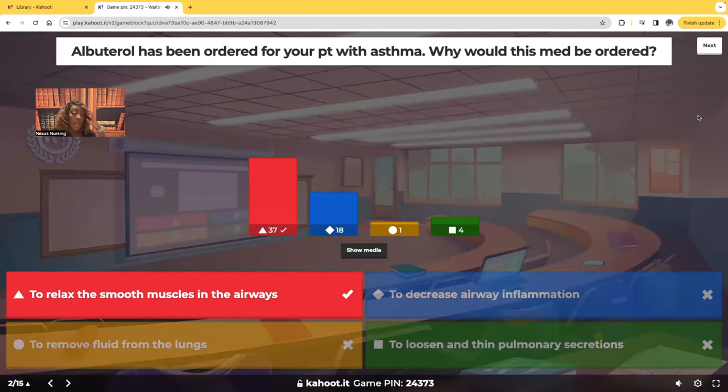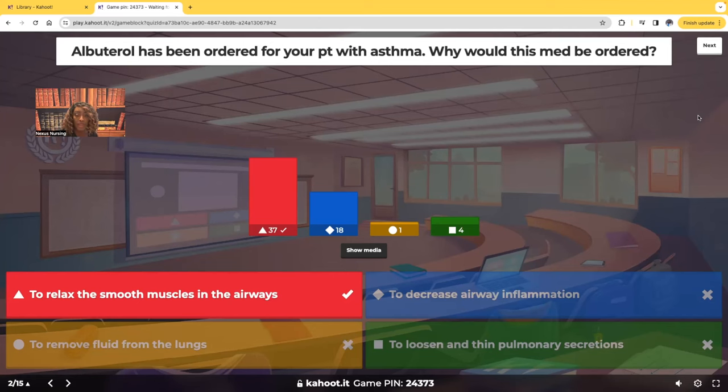Very good. It's to relax the smooth muscles of the airways, because the patient that has asthma can't breathe, they're having an asthma attack. Well, what's happening in asthma? Hyperconstriction of the airways, right? And so oxygen is not getting through the airway appropriately. So we're going to give them something like albuterol, which is fast acting, that will relax those smooth muscles so that the patient can actually breathe.